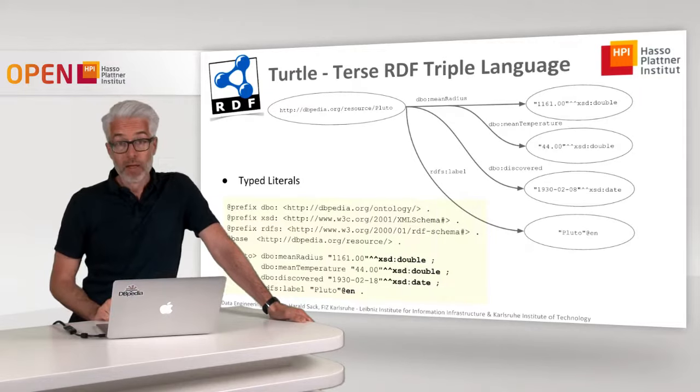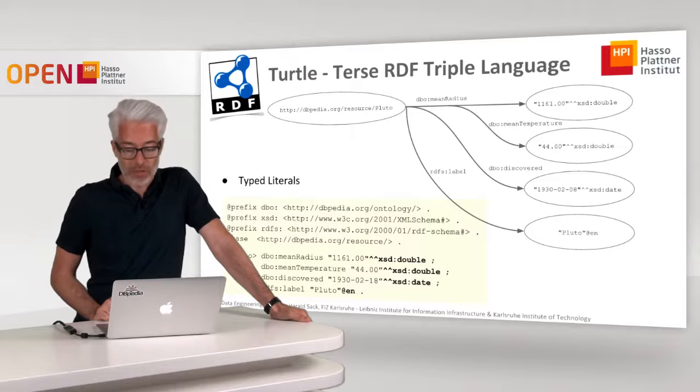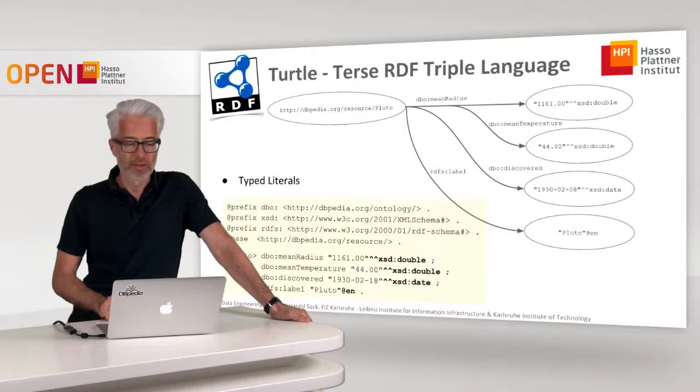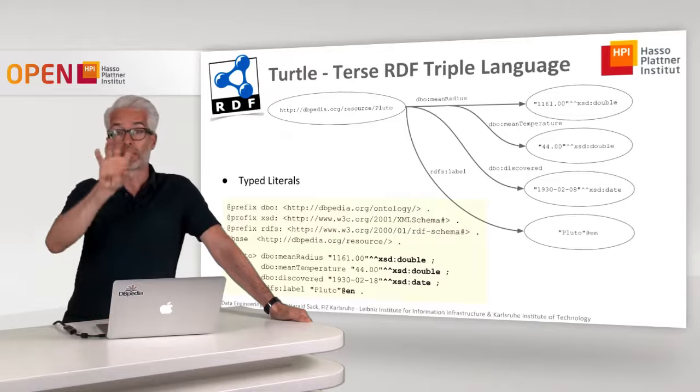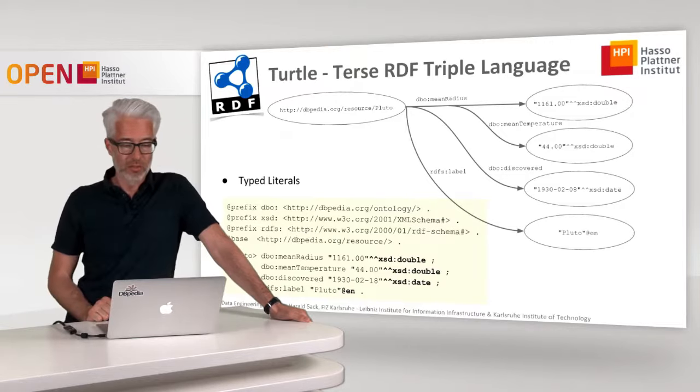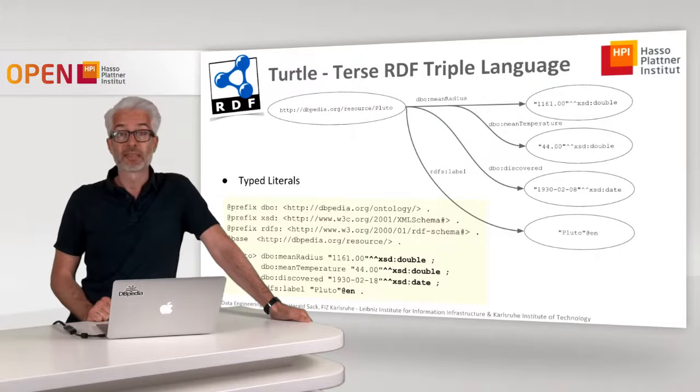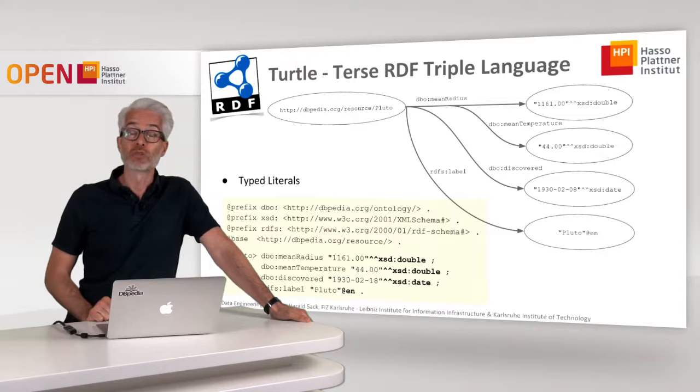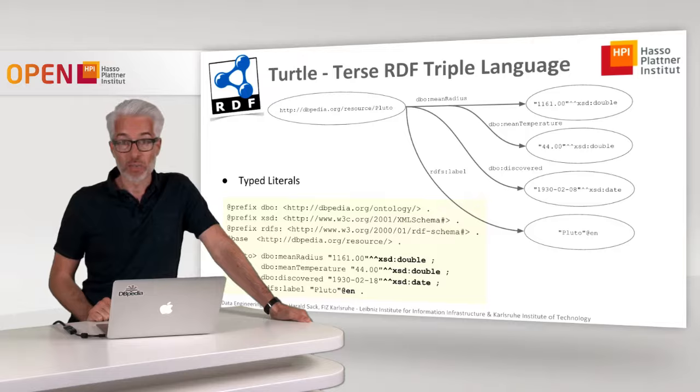Okay, next thing we should learn. For example, look at this example here. First, we look at the graph example. What we have here, we say, for example, that Pluto has a mean radius, and this mean radius then is a typed literal, which is expressed as a floating point number with double precision. So it's the same with the mean temperature, and then we have discovered, so the discovery day, it's a date, and then we have a label. The label is a string, and the string should be interpreted in English language.